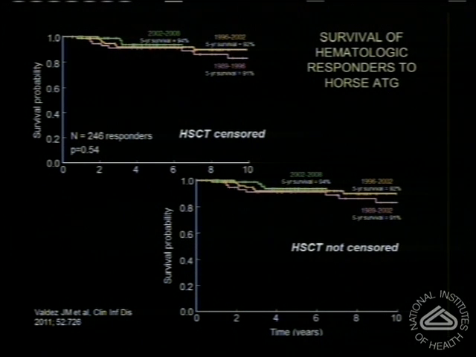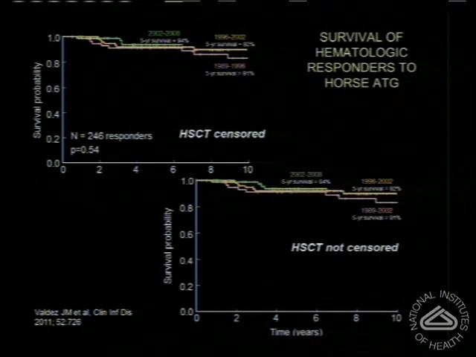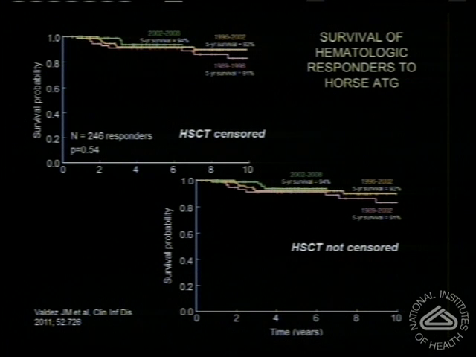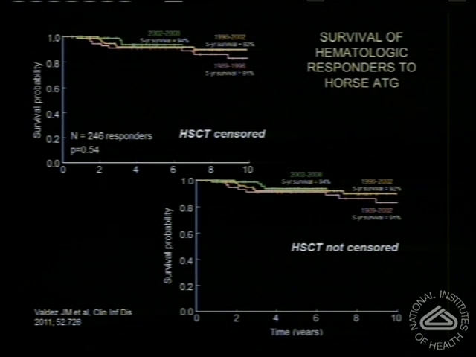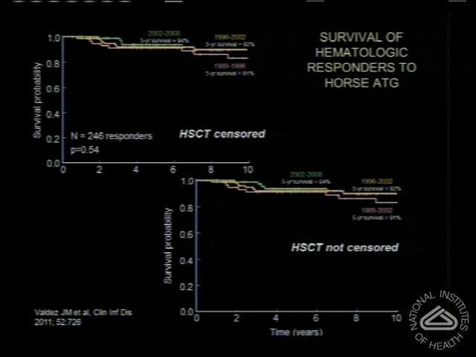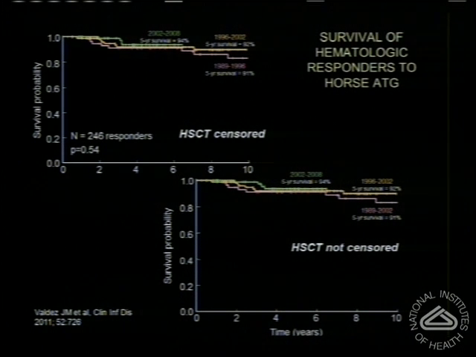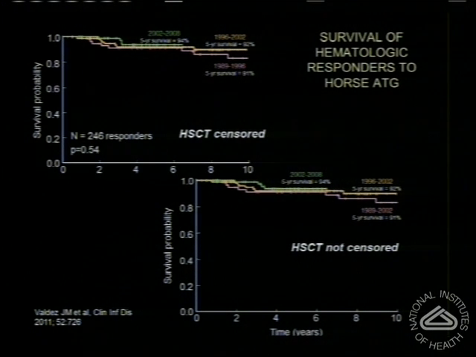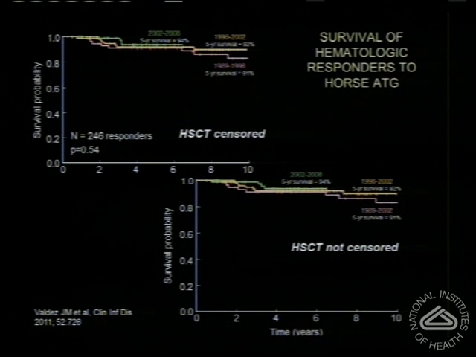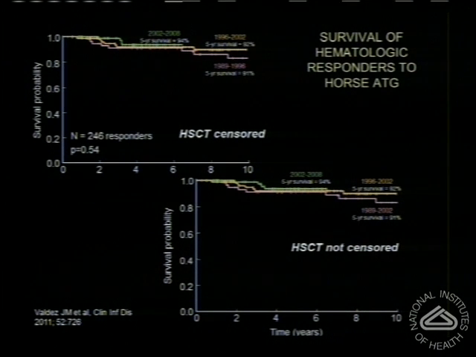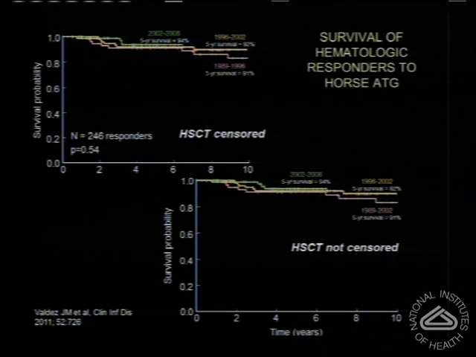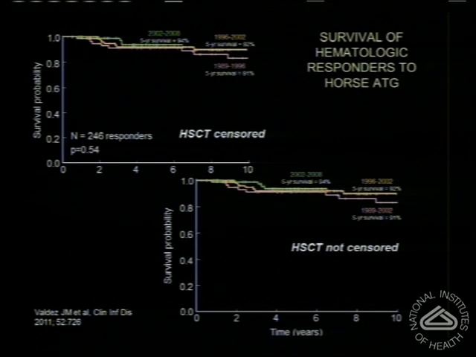So the good news is that with this disease, which I showed you had an 80 or 90% mortality, in the majority of patients who respond to immunosuppressive therapy, these are the sort of survival curves that we now see. And you can see that virtually everyone in the modern era who responds to a single round of ATG is surviving out at 8 or 10 years. The death rate has really been reduced dramatically, really markedly.